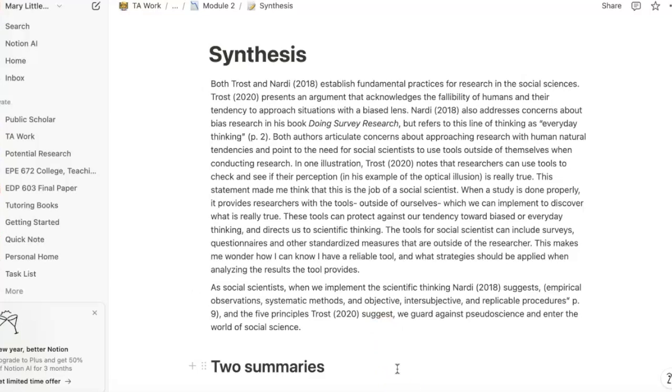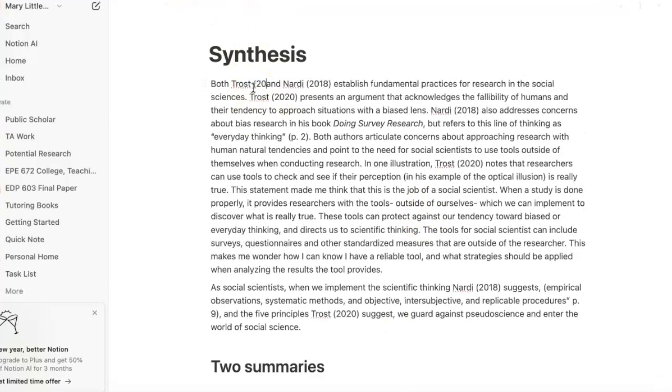As social scientists, when we implement the scientific thinking Nardi suggests, and I put in parentheses what they were, and the 5 principles Trost suggests, we guard against pseudoscience and enter the world of social science. So again, you can already see I needed to go back and fix some of the APA. It's a process, but hopefully this helps give you some sort of strategy.